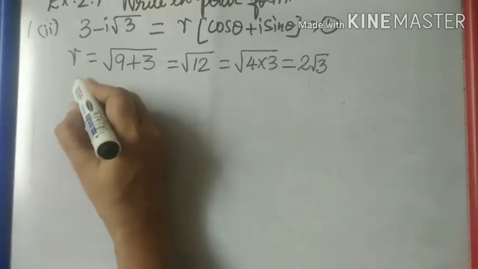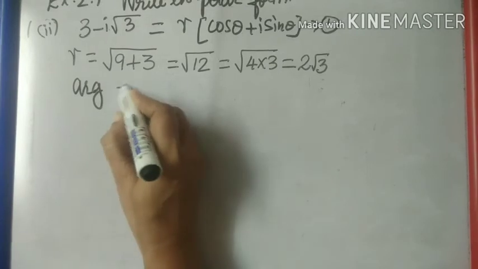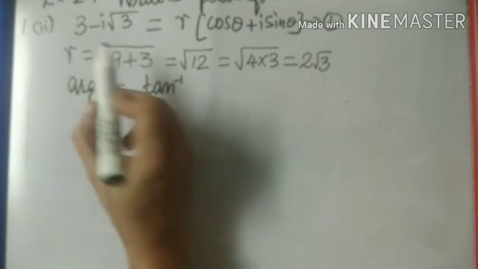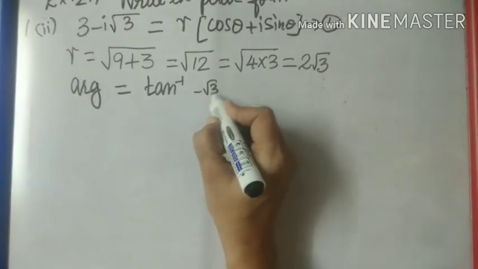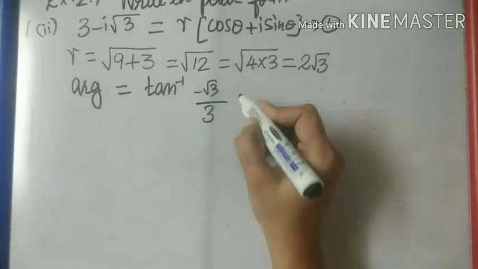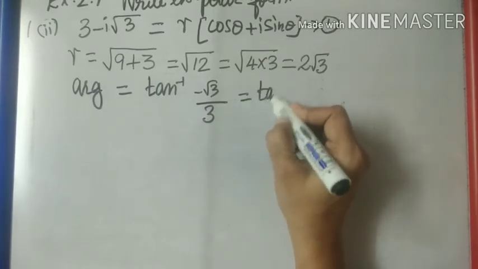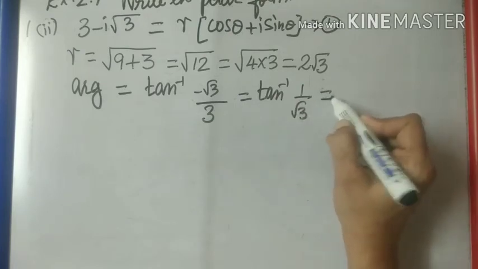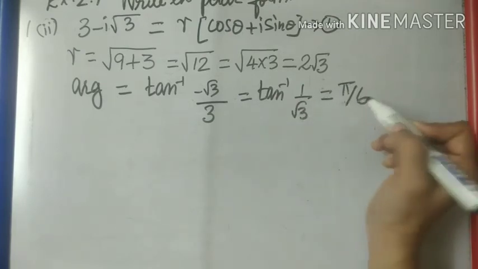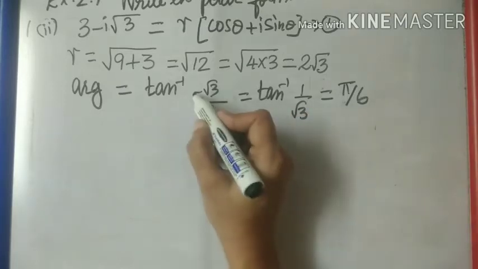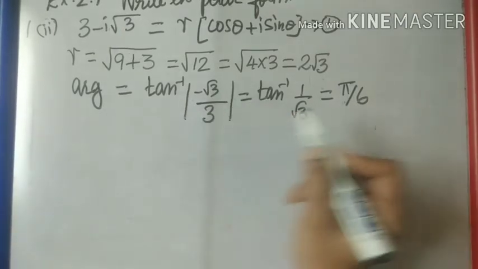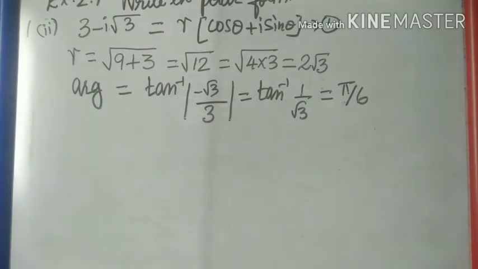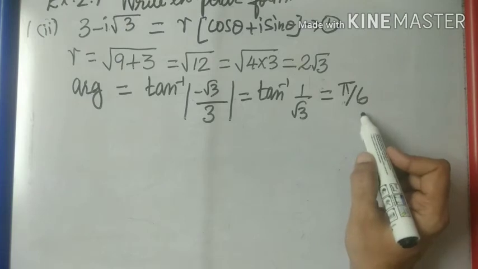Next, we find out what is called the argument. What is the argument formula? Tan inverse b, that is minus root 3 by a. So we get tan inverse root 3 by 3, which means 1 by root 3. So what is the angle? That is pi by 6. Even if it is negative, you find out only the modulus because the sign will be decided by the quadrant. So we just write the answer pi by 6.